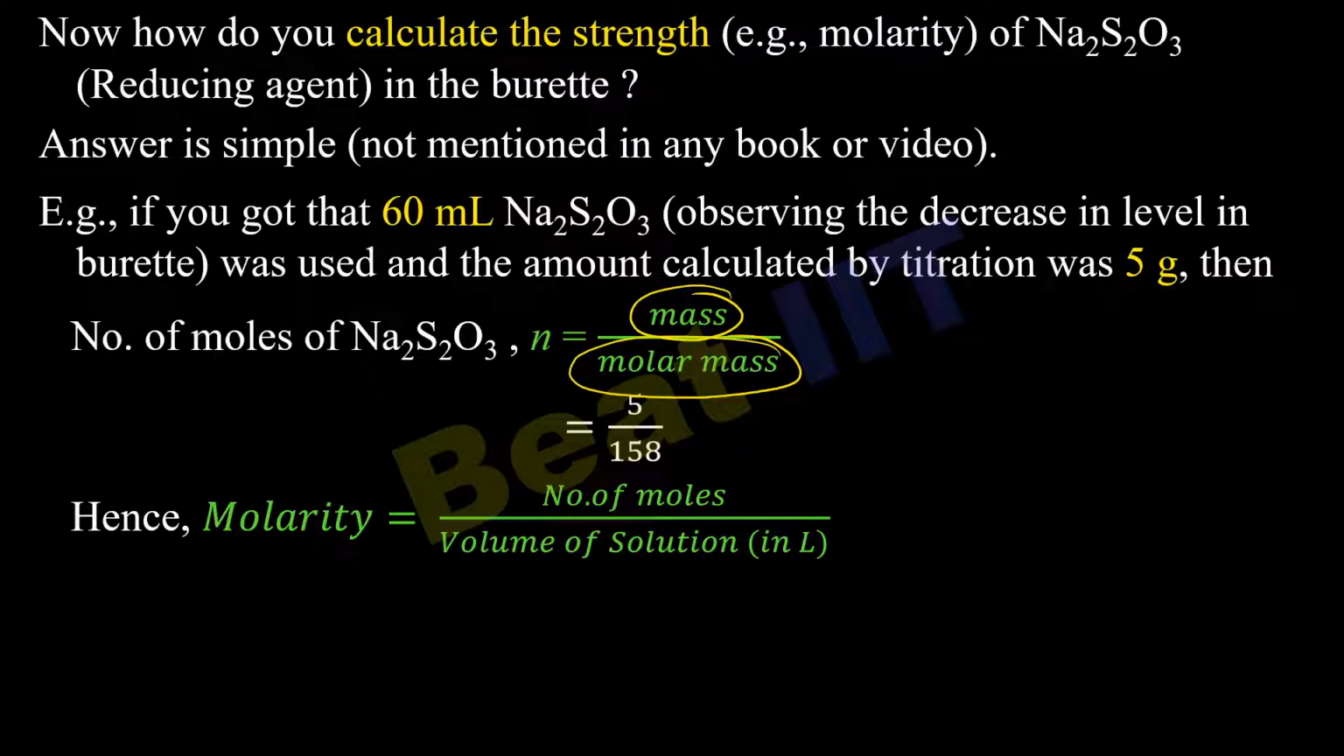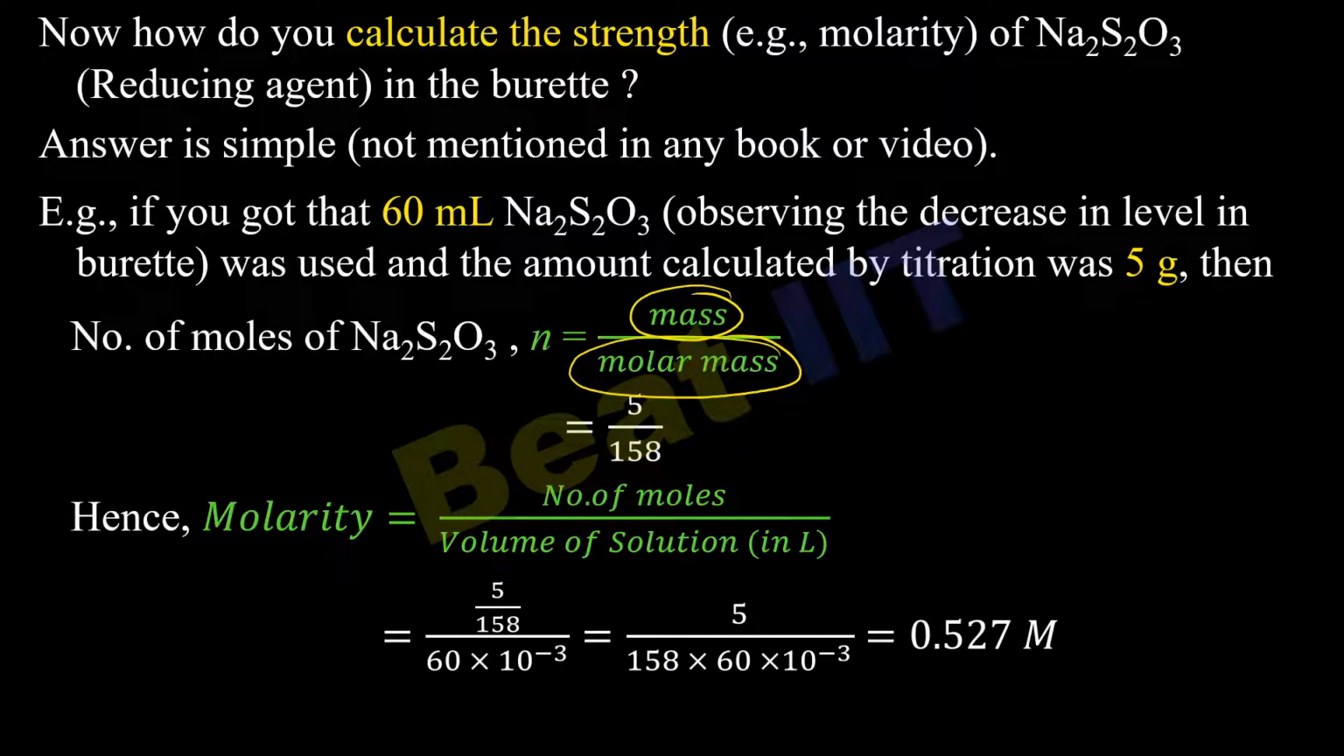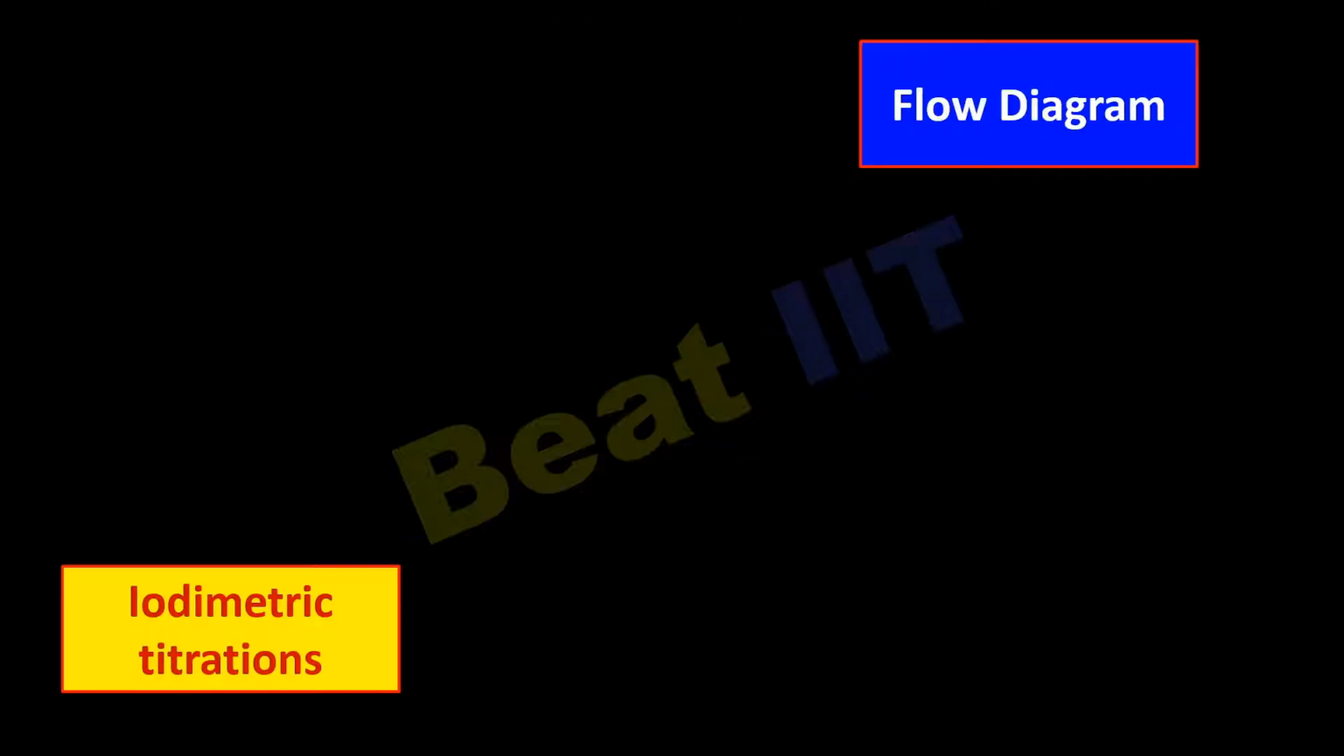Molarity will be number of moles divided by volume of the solution in liters. So in this case, number of moles is 5 by 158. 158 is the molar mass of sodium thiosulfate, divided by the volume in liters. It is 60 ml, so I have converted it into liters. Once you solve it, you will get the molarity of the sodium thiosulfate reducing agent.